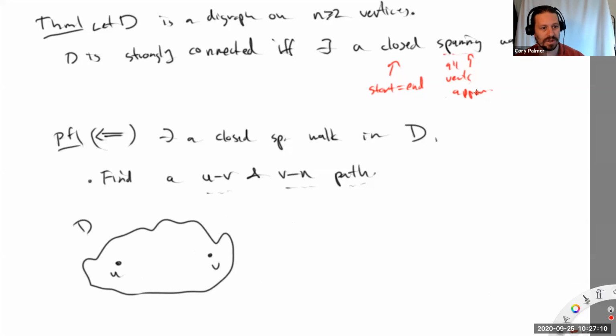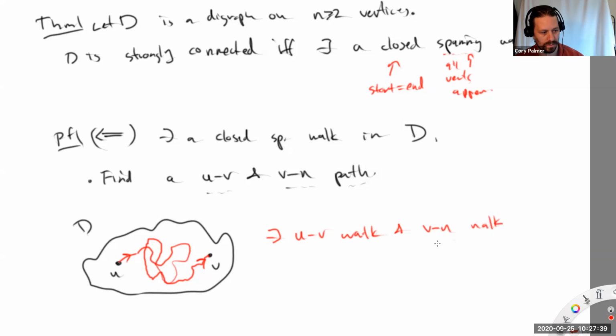Yeah, there's a closed spanning walk here. That closed spanning walk eventually arrives at U, and it exits U, and it goes all over the place, potentially repeating vertices, potentially repeating edges, but it eventually hits U and continues on. It eventually hits V, and continues on and goes back to V, right? This thing definitely exists. So there exists a UV walk and a VU walk because of the fact that there's a closed walk.